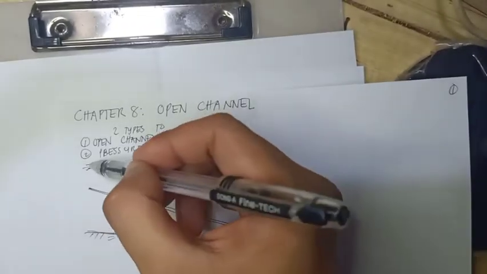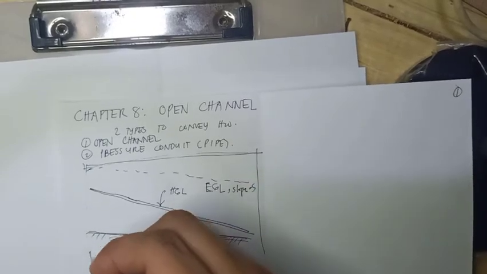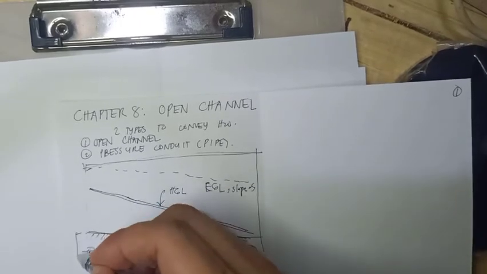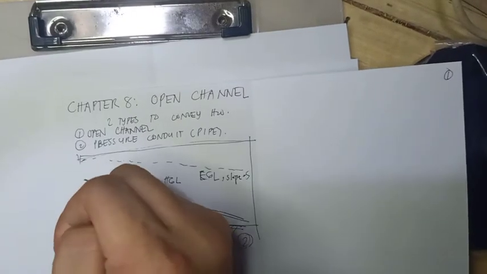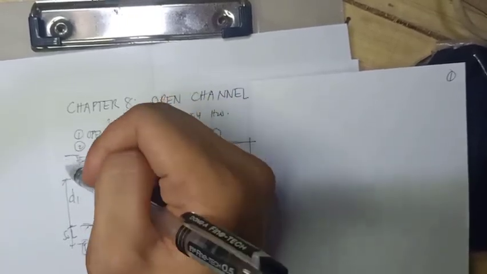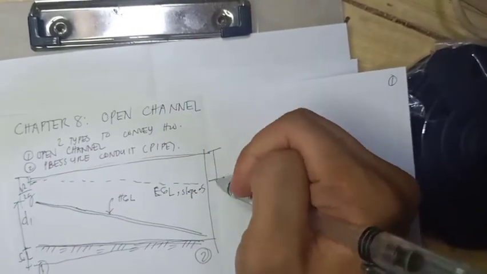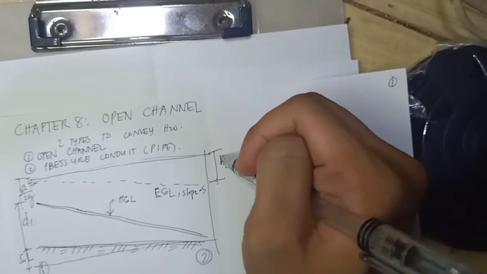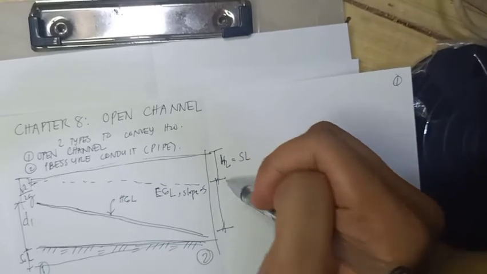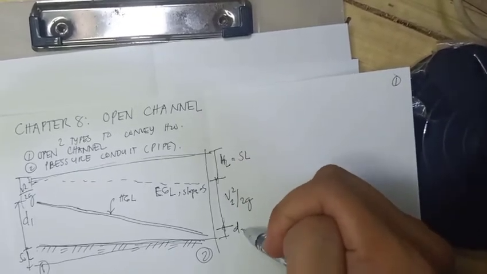Here we have section 1 and section 2. From the datum, it would be S sub O L, the D1, V squared over 2G, the head loss here, SL, and the EGL, which is V sub 2 squared over 2G, and this one is D sub 2.